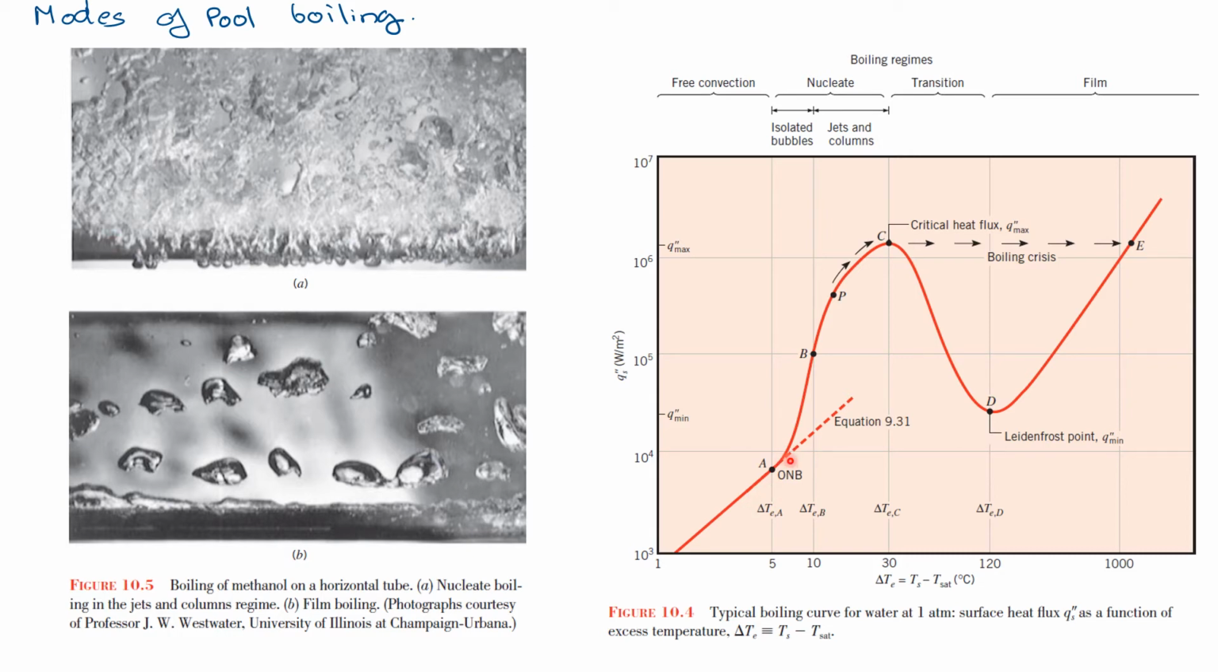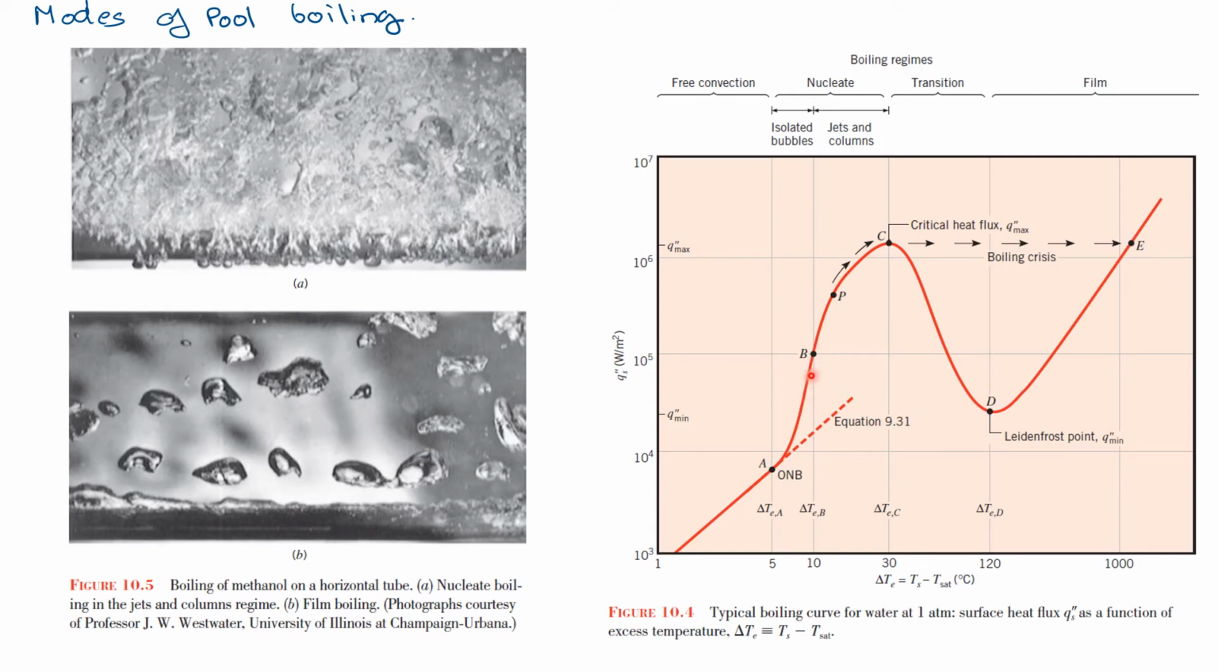When you reach point A, that's when you are in the nucleate region. This means you have bubbles being formed in your water. If you're boiling water, you have bubble formation that takes place, and these bubbles will be isolated bubbles. So you will have distinct bubbles that you will see between A and B.